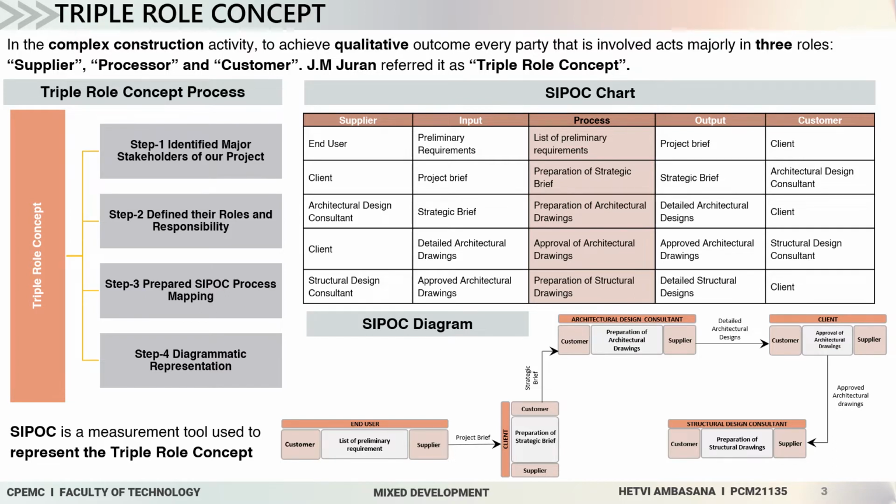As you can see in the right hand side table, the end user will provide the list of preliminary requirements to the client in the form of a project brief. Here, the end user is the supplier while the client is the customer. Hence, for every stakeholder, their roles as a supplier and as a processor are shown. After preparing the CPOC chart, the CPOC diagram is prepared, which is shown below, representing the roles and responsibilities of every stakeholder involved in our project.